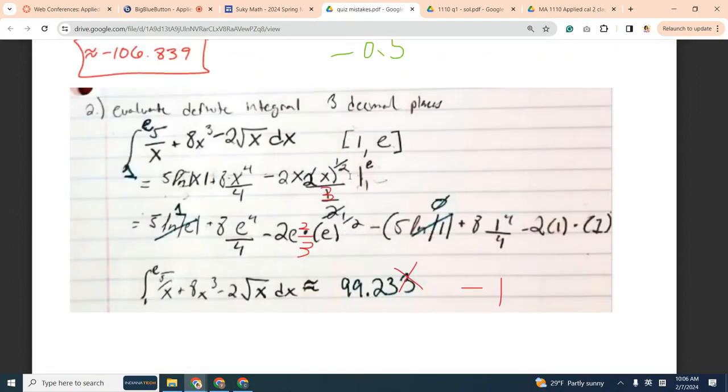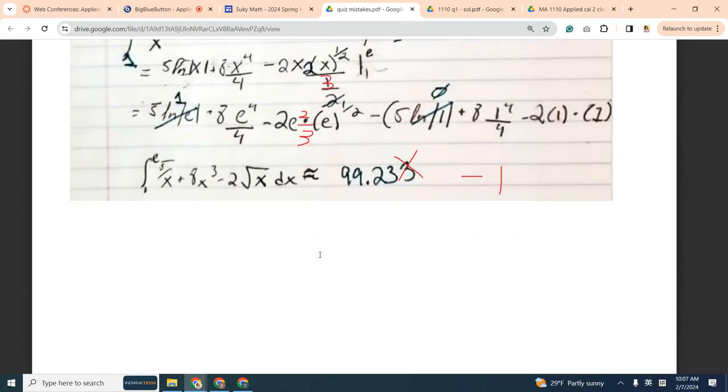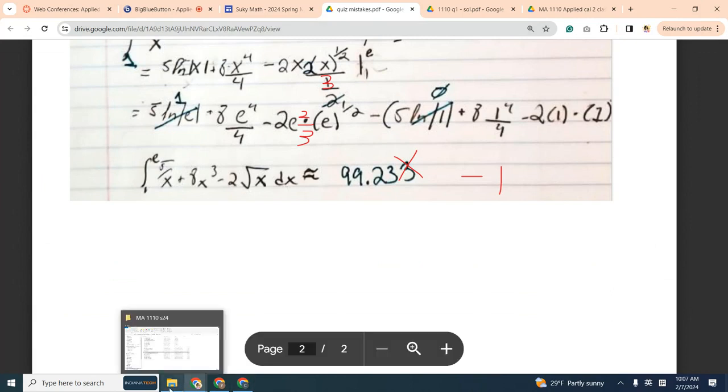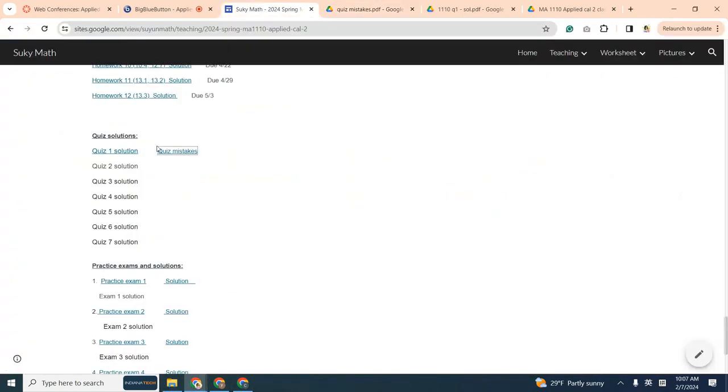And then here, I prefer you combine them together and put x to the 3/2 over 3/2. That is the same as multiplying by 2, then over 3. Okay, that's it. Any questions about the quiz? So we learn from it. I hope you can do well on the exam. Again, the quiz solutions and quiz mistakes are on the website.